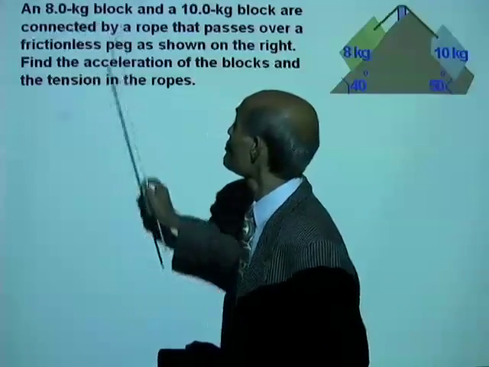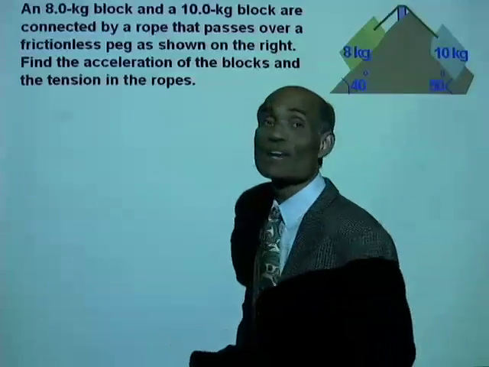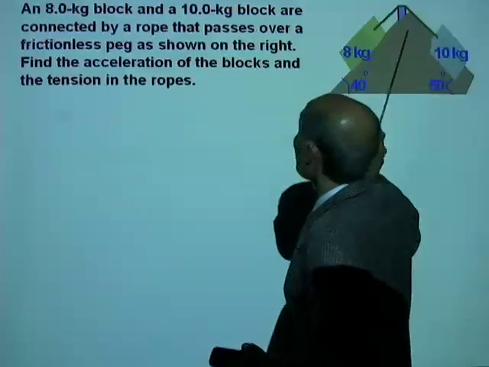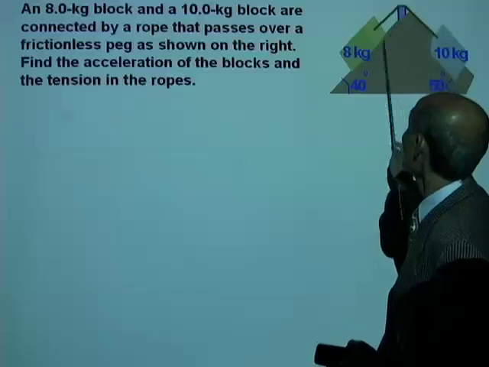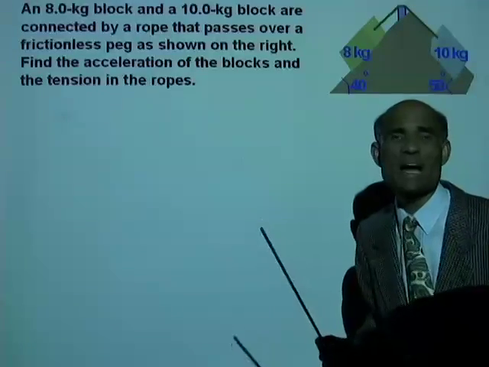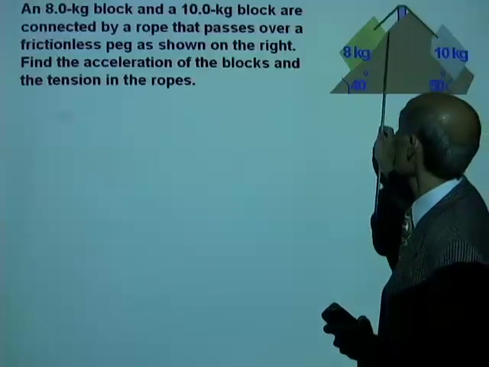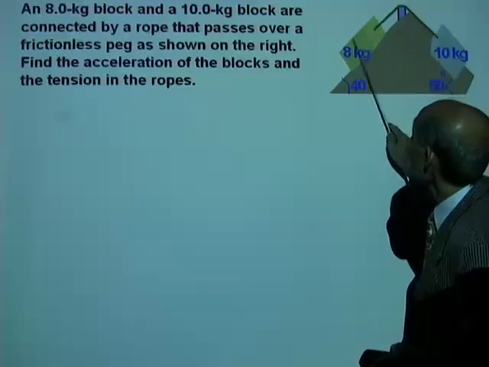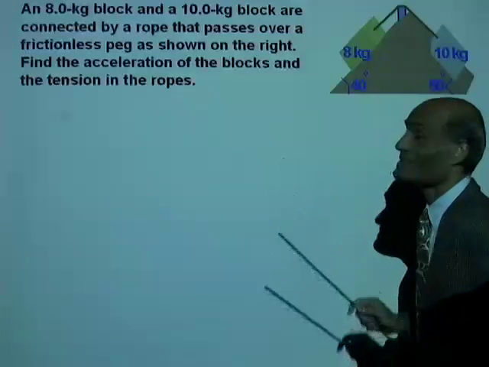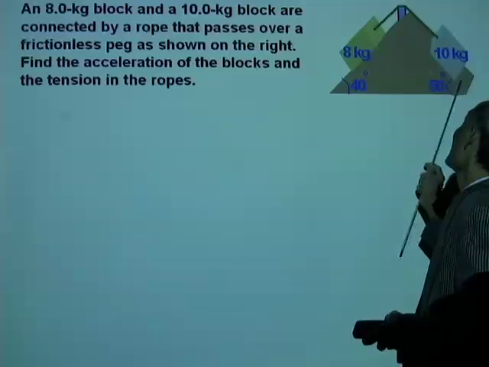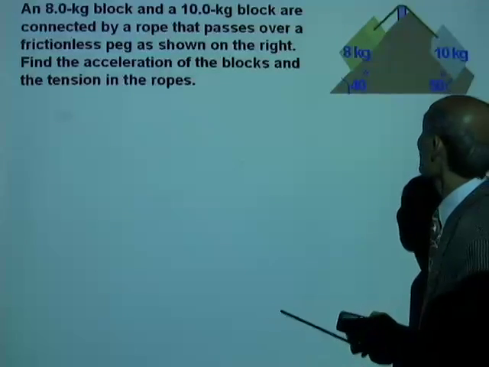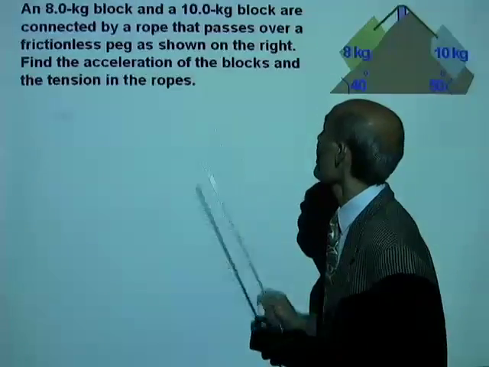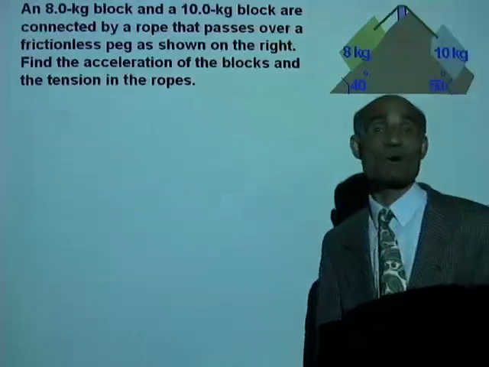An 8 kilogram block and a 10 kilogram block are connected by a rope that passes over a frictionless peg. This can be referred to as a double inclined plane. It is inclined on the left and inclined on the right. So you have an 8 kilogram mass sitting on the left side of the inclined plane and a 10 kilogram mass sitting on the right side. Find the acceleration of the blocks and the tension in the rope.